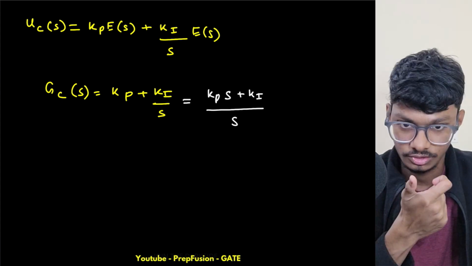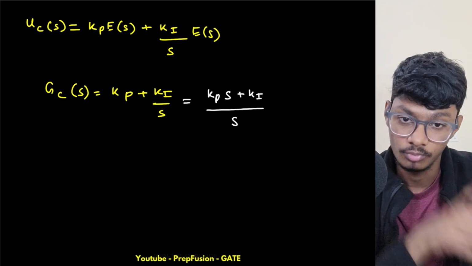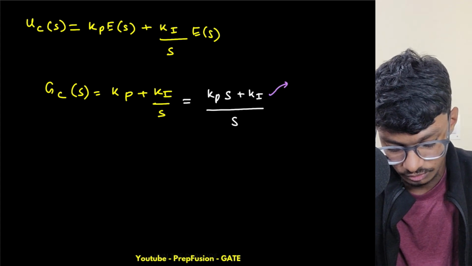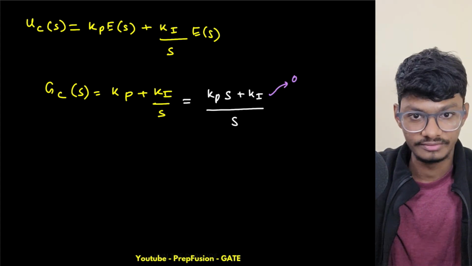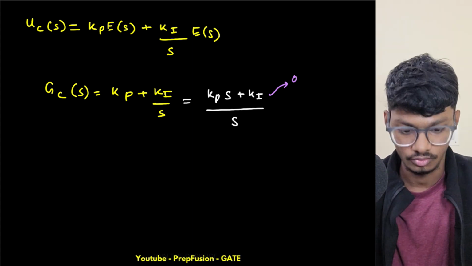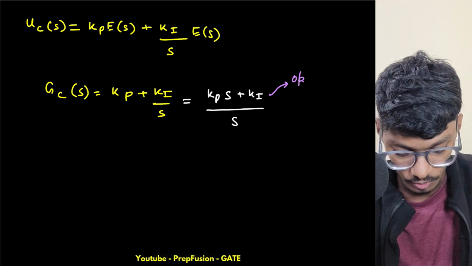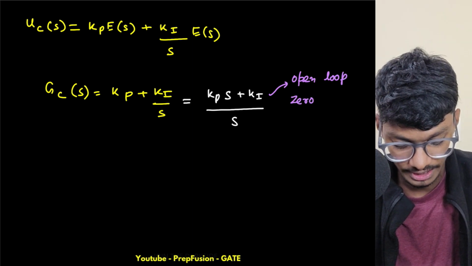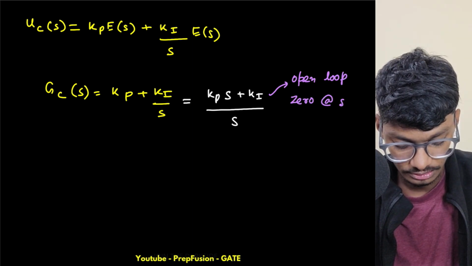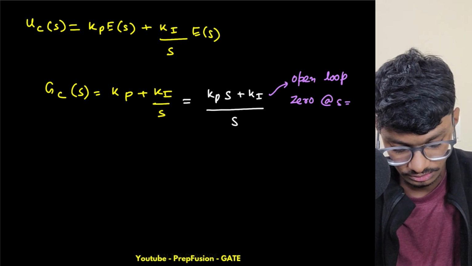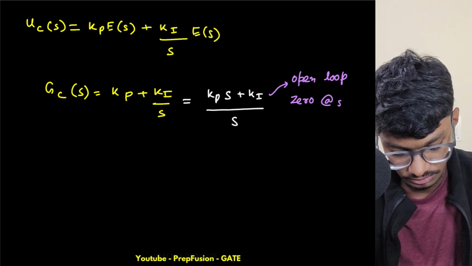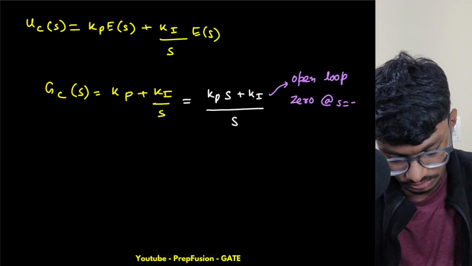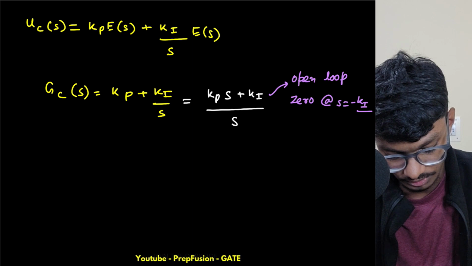I get an open loop zero, and I get an open loop pole at s equals 0. So yeah, I get two things. In the previous case, there wasn't any zero or any pole in the proportional controller, but here I get an open loop zero. The zero is being added at s equals minus Ki by Kp.